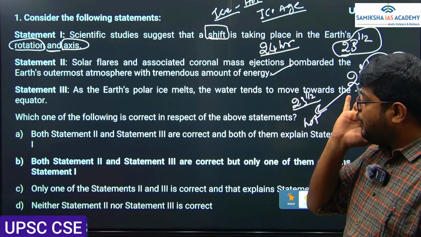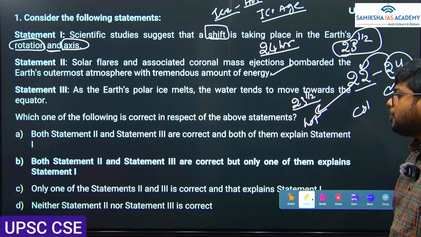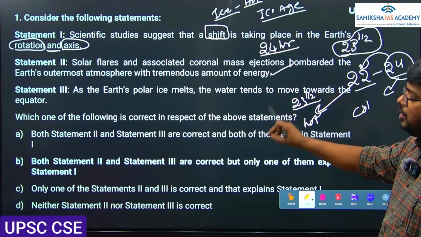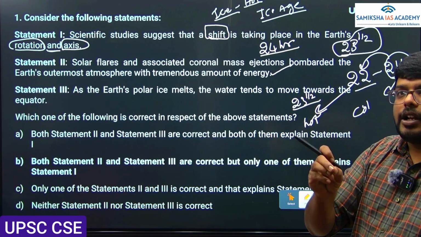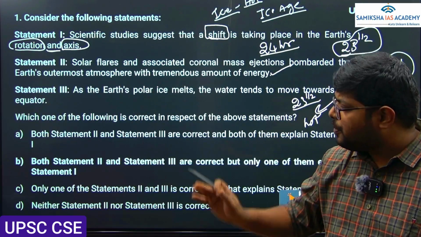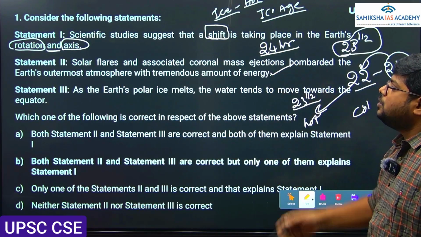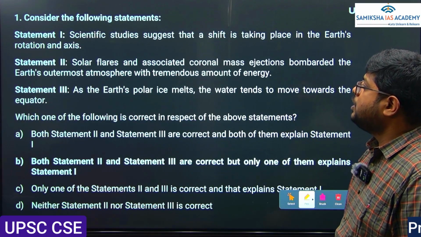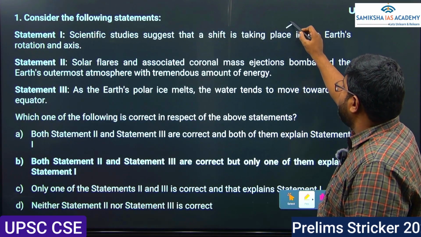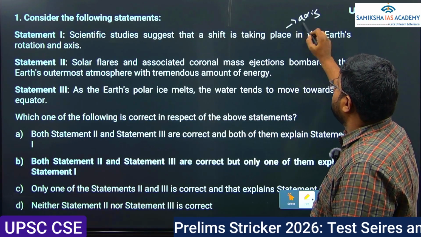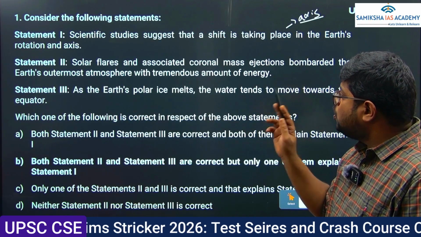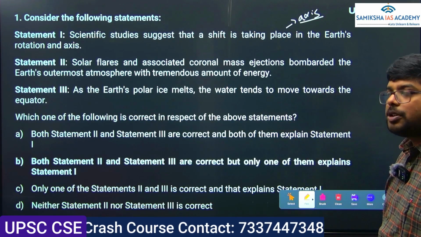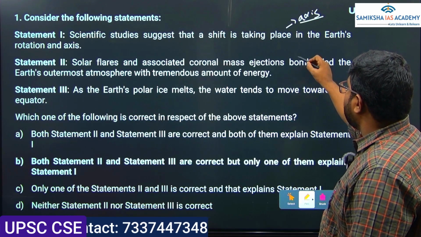Now, coming to the options. Analyze by checking all the options, because here only one or two options were not given. Options are a little difficult. So we'll come to the second statement. The first statement relates to the axis of the earth. The second relates to solar flares or associated coronal mass ejections bombarding the earth's atmosphere. Here they are asking about aurora.